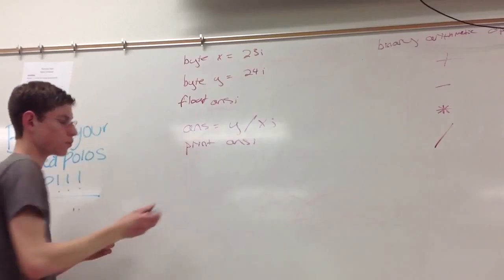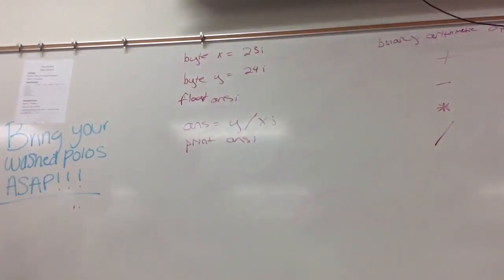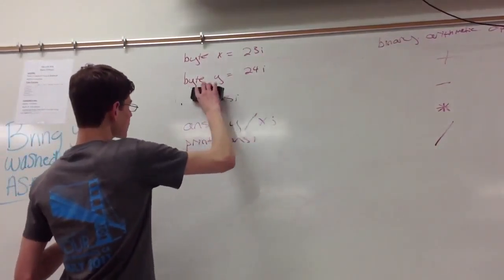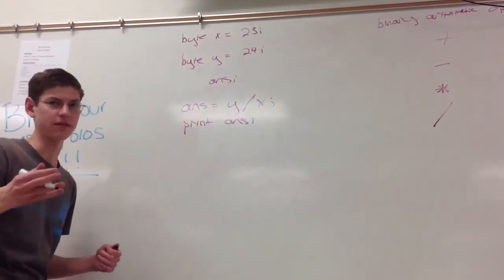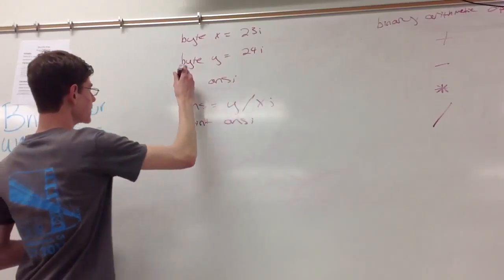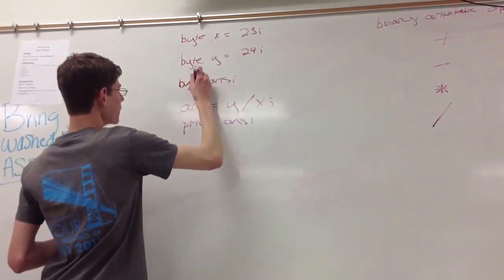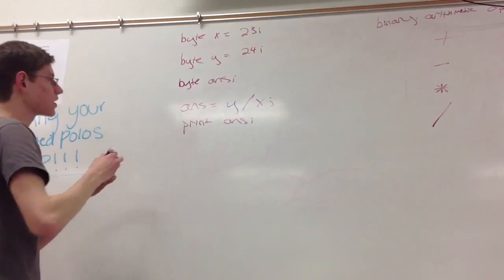That way when I print it, it would say 1.04. Now let's say we didn't do that though. Let's say this was a byte. It wouldn't actually give us an error. What it would do is chop off the end of it and say the value of answer is 1. So keep that in mind.